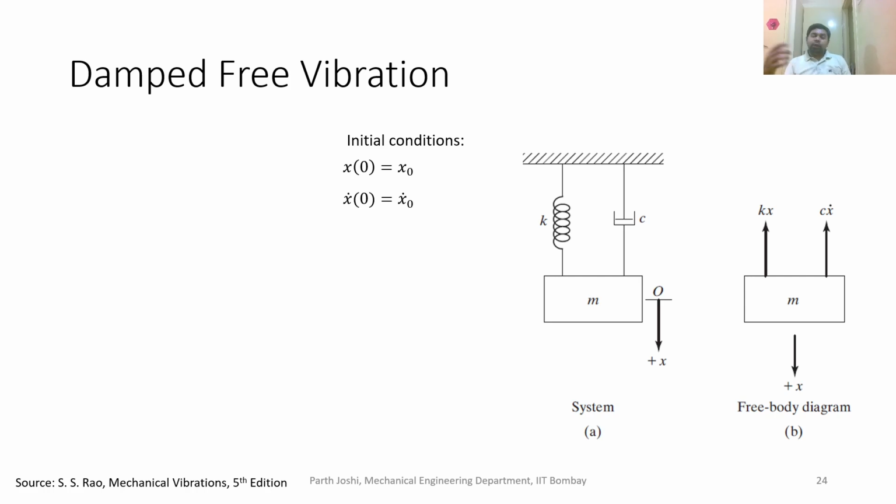Now let us say we are subjecting this system to some initial conditions. We give some initial displacement at time t equal to 0, which is, let us say, some x naught, and some initial velocity which is called x naught dot.